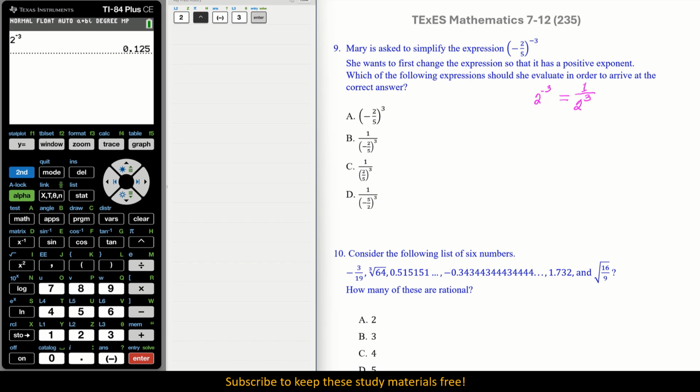Okay, so to get it into a fraction, push math. We want number 1 right here. It's already highlighted. Push enter, enter again. That's 1/8. Now, that was the left side. Now we want to do the right side.